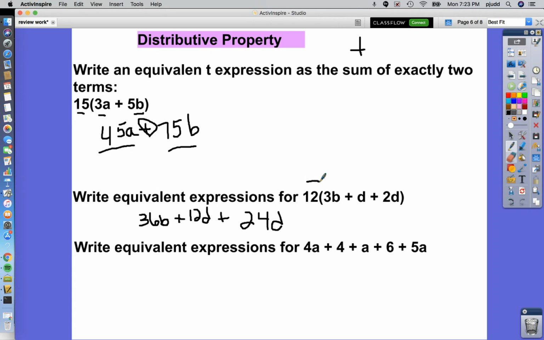So I have distributed to all of these terms here, but I'm looking at this here, and I'm thinking the variable is the same. Can't I just add the coefficients? And yes, I can. So this is one way that I can write an equivalent expression, or I can write 36B plus 12D and 24D is 36D.